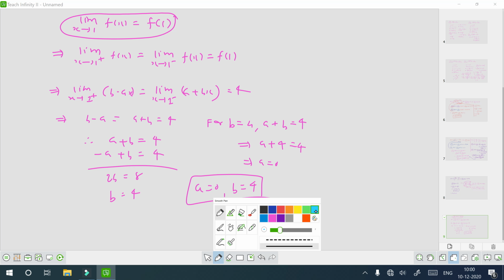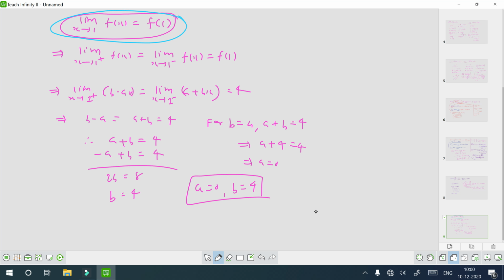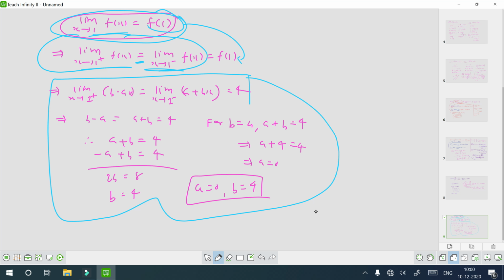Whenever this limit is given to us, the limit exists means what? The right hand limit exists, the left hand limit exists, and they are equal, and that is equal to the given f of 1. So according to the given information, we can compute and find the value in this way.